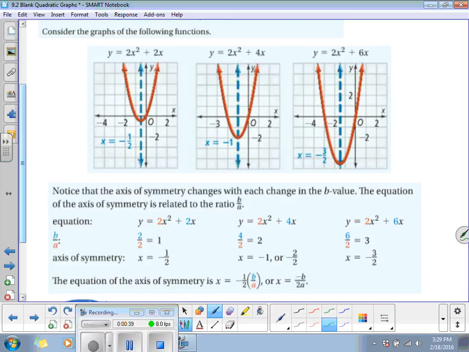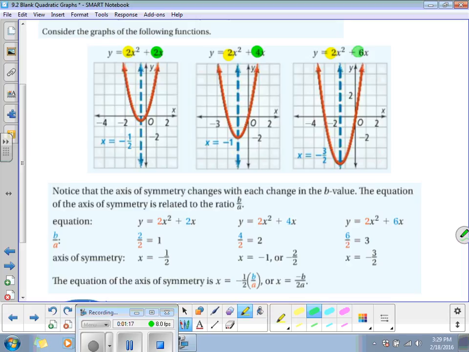So, looking at the first picture, we've got an A and we've got a B. So, here's our A, there's our B. Same thing with the others. The A is the first one, and the B is the second one. The coefficient of the second term. Now, notice that the axis of symmetry changes with each change in the B value. The equation of the axis of symmetry is related to the ratio of B over A.